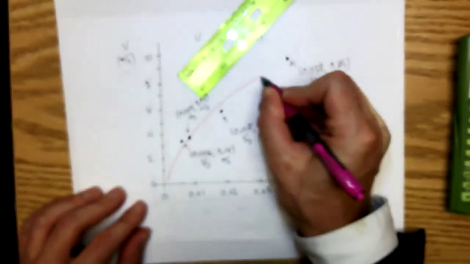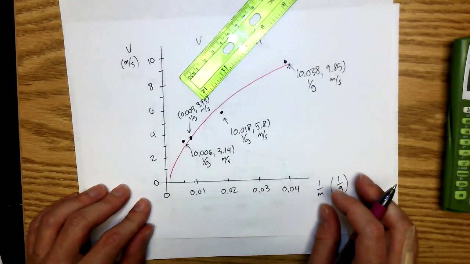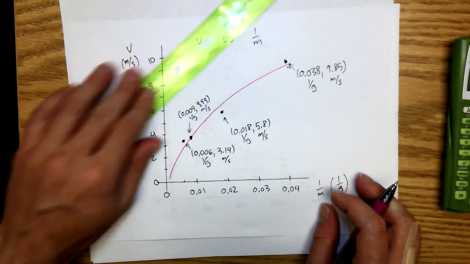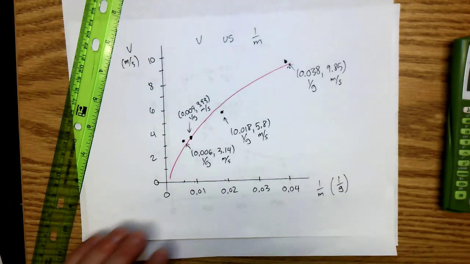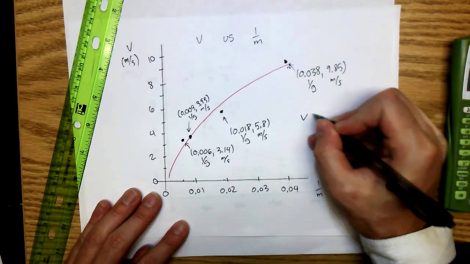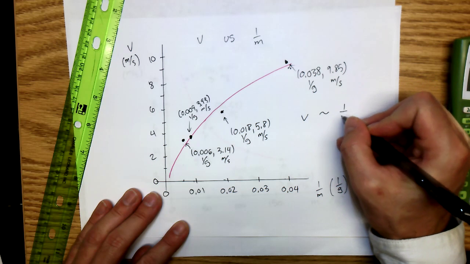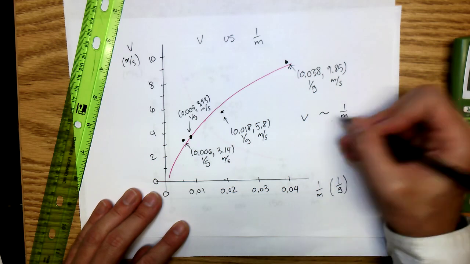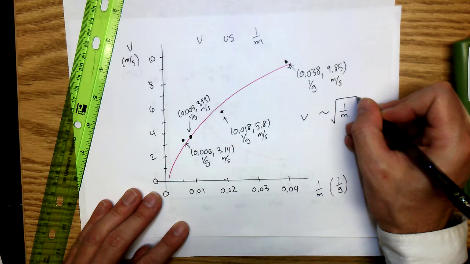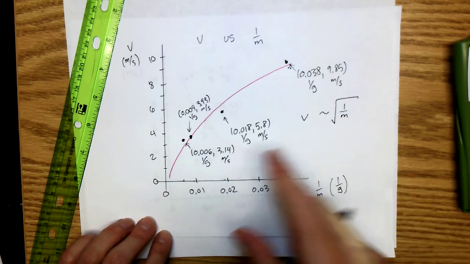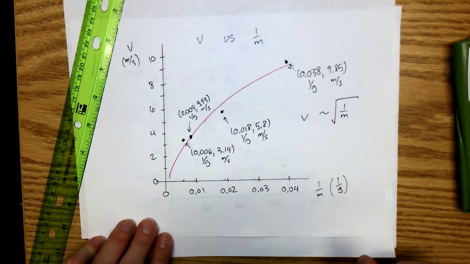There's something a lot more like that, right, where it kind of curves down. Okay. So I suspect that the speed is proportional to not 1 over the mass, that would have been linear or a direct relationship, but the square root of that. Doesn't this look like y equals the square root of x? Probably, okay, something like that.